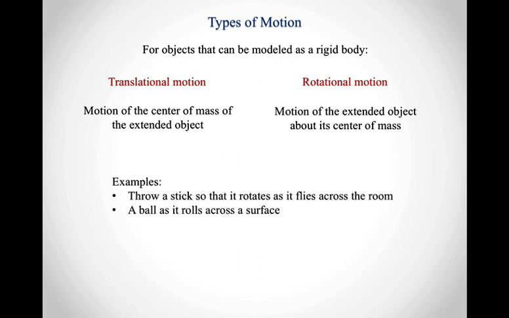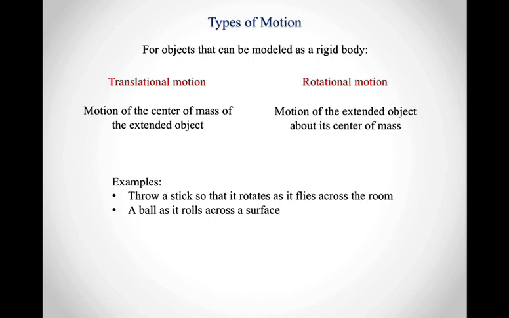Examples of this might be if you throw a stick and you flick it just the right way when you let it go so that the stick spins as it moves through the air. Well, its center of mass is undergoing projectile motion, plus there's the rotational motion of the stick about its center of mass. I can also think about both translational motion and rotational motion when I have rolling motion. So again, if I think about a ball rolling across a surface, the center of mass of the ball moves, and the rest of the ball rotates about that center of mass as it rolls.